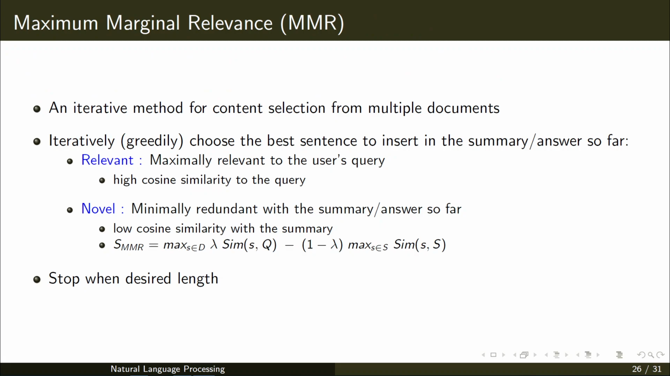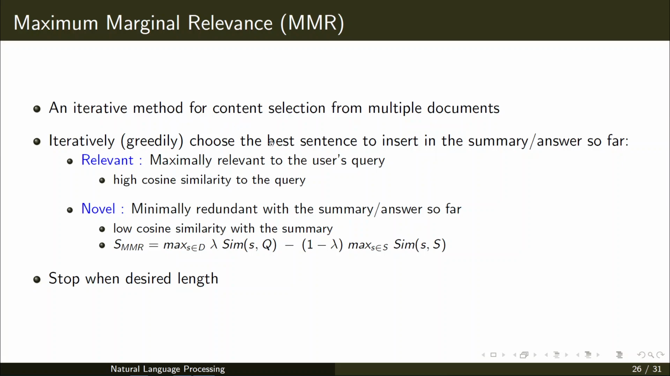Then comes the sentence selection or extraction of sentences. Already we have seen one method for sentence selection, that is log likelihood ratio. This is another method called maximum marginal relevance. The maximum marginal relevance is based on the cosine similarity. Two things will be used here, relevance and novelty. Relevance is maximally relevant to the user's query, and novelty is minimally redundant with the summary already defined. So what we'll do is iteratively or greedily choose the best sentence to insert into the summary. So this is a greedy algorithm.